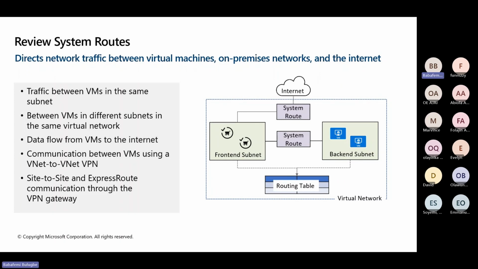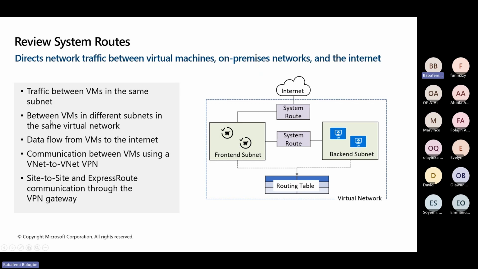Automatically, the system will determine that, and that comes under the system route. So in this case, where we have maybe a direct connection between our VMs in the same subnet, system routes knows that from the front end, you have to go from VM1 to VM2, from VM2 to VM1. So you don't determine that. That needs to be done automatically.